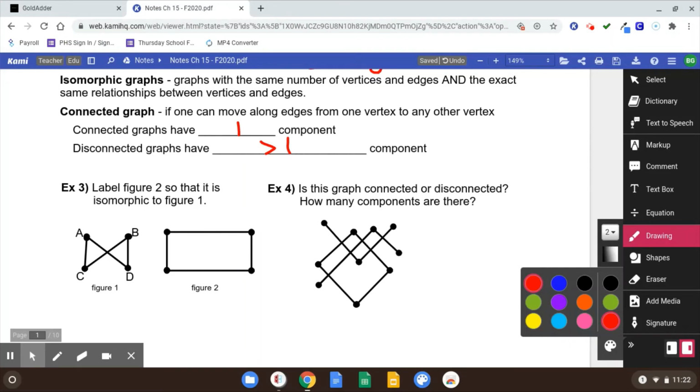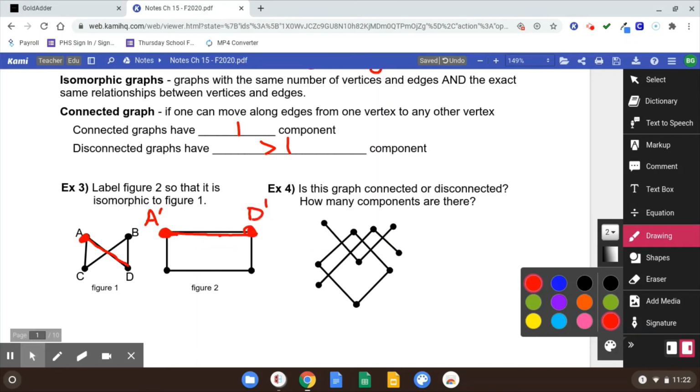Number 3 says label figure 2 so that it is isomorphic to figure 1. So what I want to do is pick a vertex to look at first, this one, and I'm going to call it A prime. It's the same thing as A, I'm just not going to label it A. If you try to travel in a path, you would know that A travels to point D, so looking at figure 2, this must be D prime.